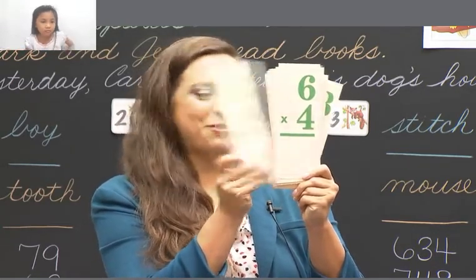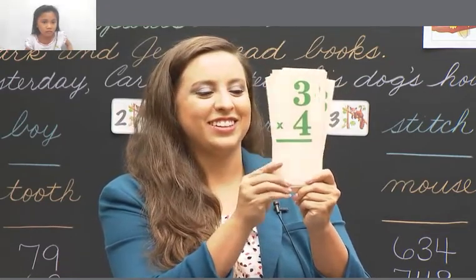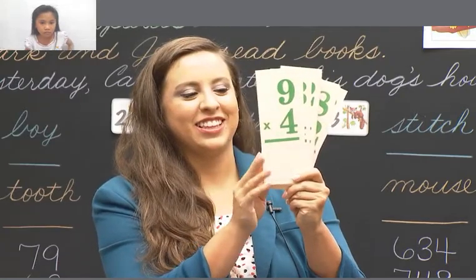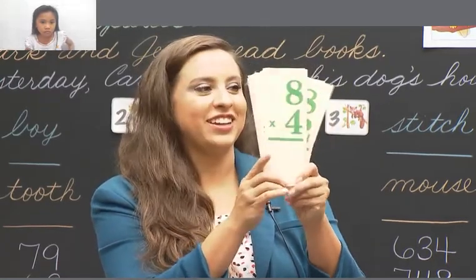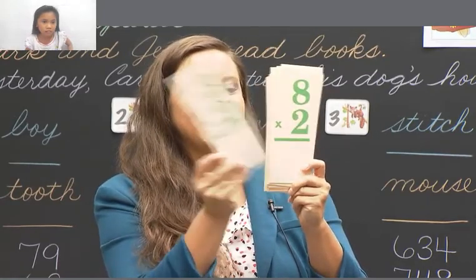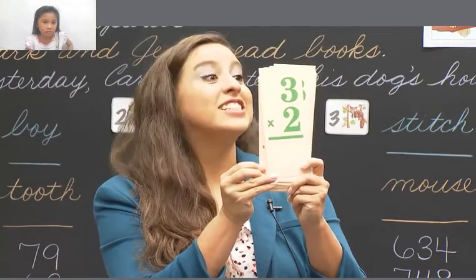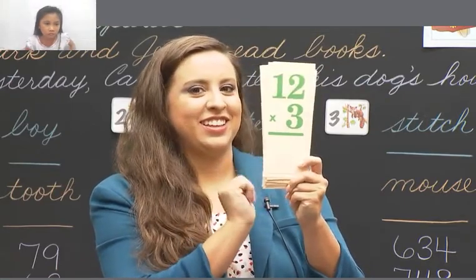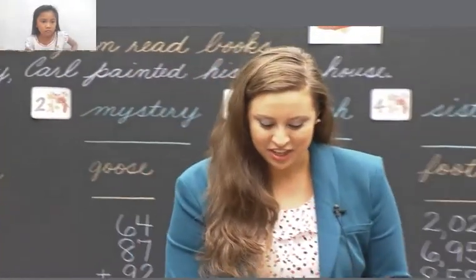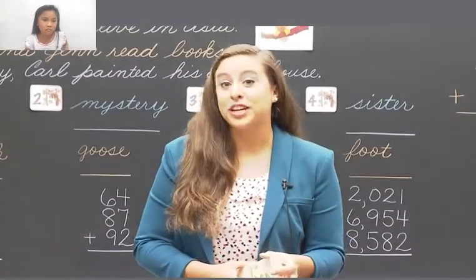24. 48. Good, Kate. 30. 12. Good, Kaden. 40. Yes. 36. You've got it. 32. Yes. 12. 18. 18 is right. 16. 26. 6. 12. 36. Good, Asa. Excellent thinking. Now let's continue on with our 3 division family.